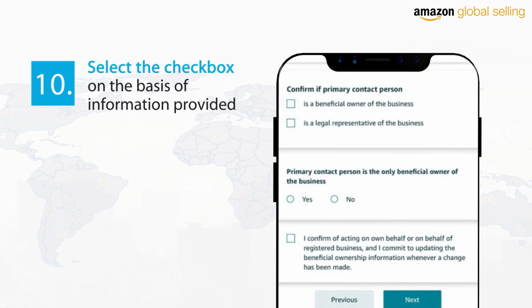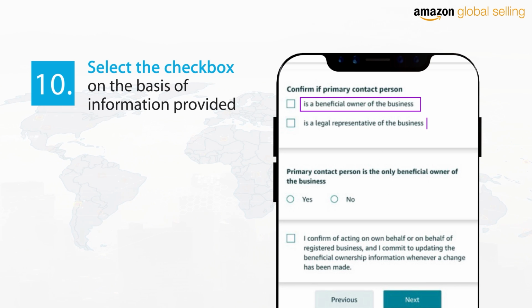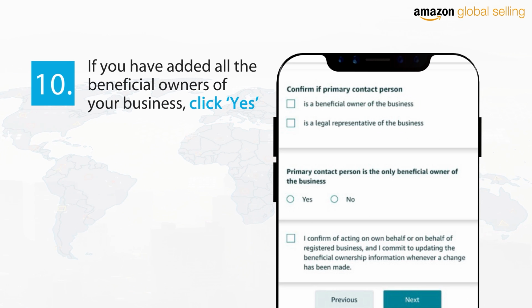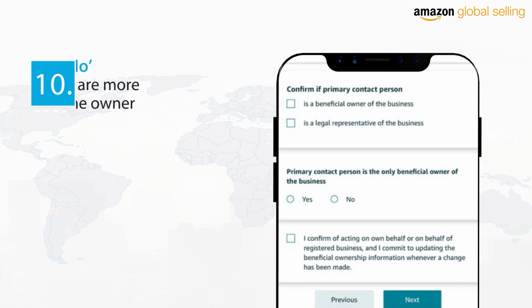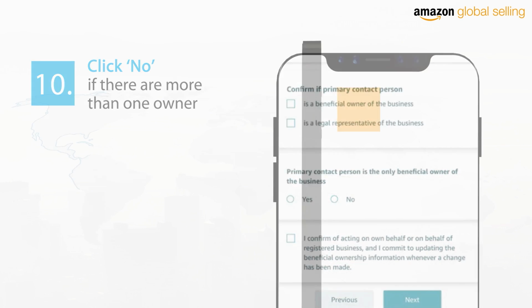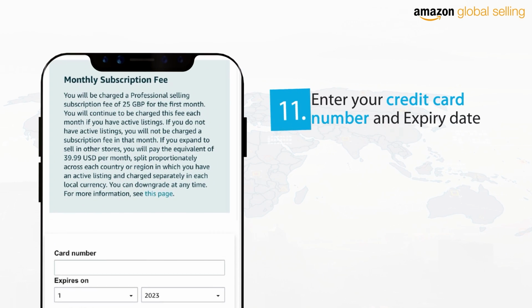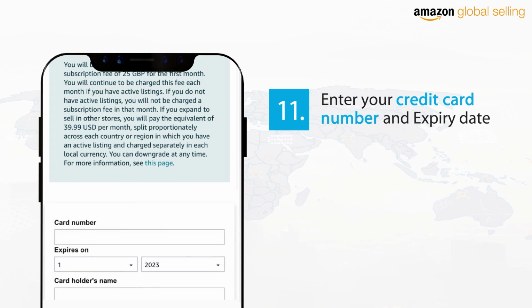Select the checkboxes on the basis of information provided, that is whether you are the beneficial owner as well as a legal representative of the business. If you have added all the beneficial owners of your business, click Yes. Click No if there are more than one. In step 11, you can go ahead and enter your credit card number and expiry details.